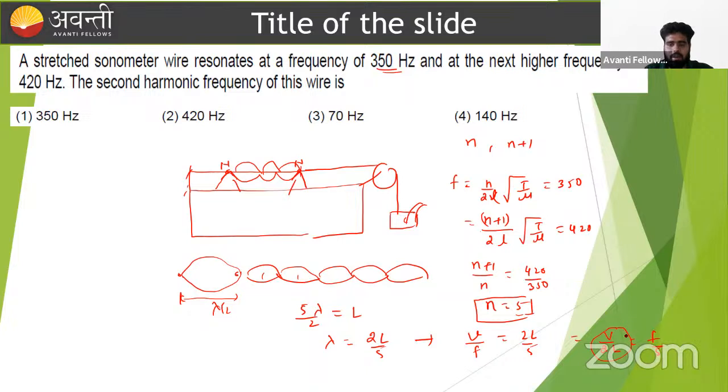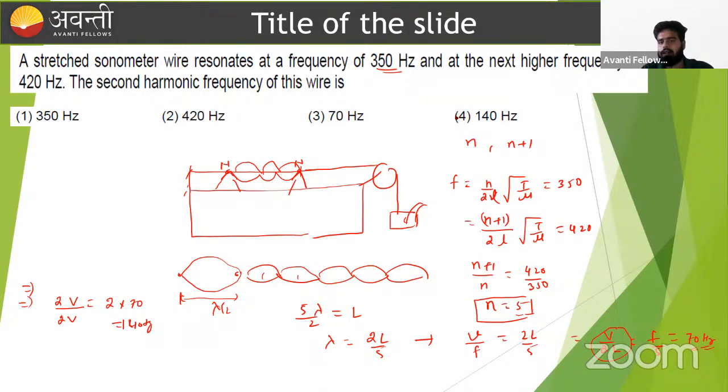We can solve this value of v upon 2l. Because we already know the frequency that is given, 350, this will equal 70 hertz. What is the second harmonic frequency? If this is 70, then by the closed string case, the next level frequency will become 2v upon 2l, and this value will equal 2 into 70, that is 140 hertz.